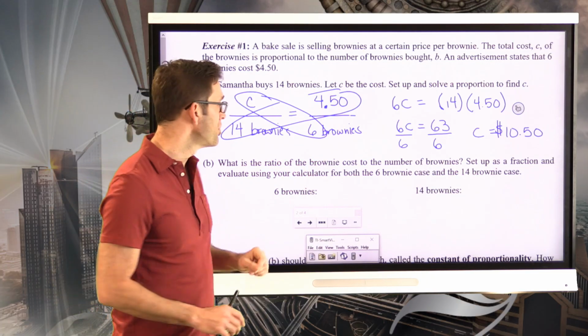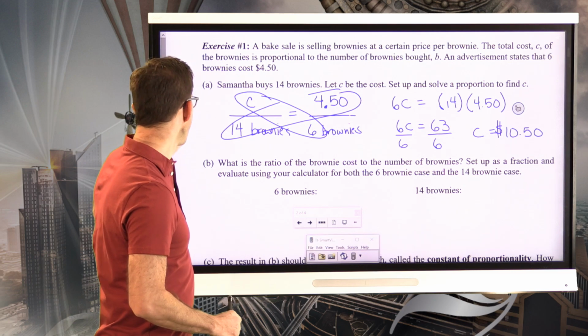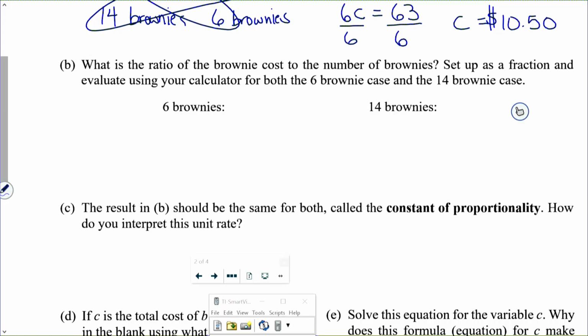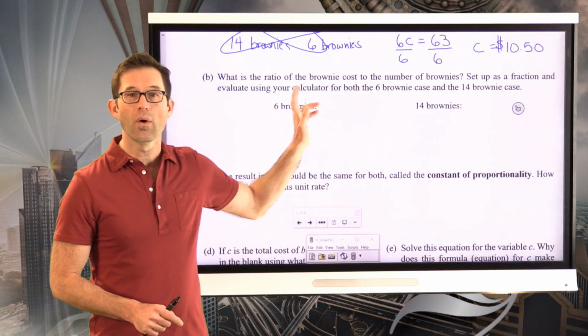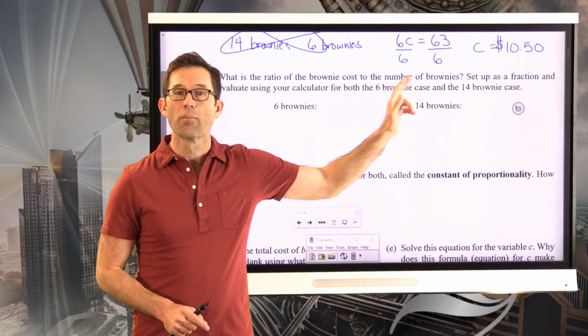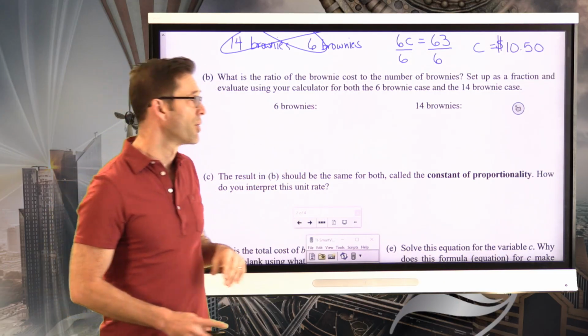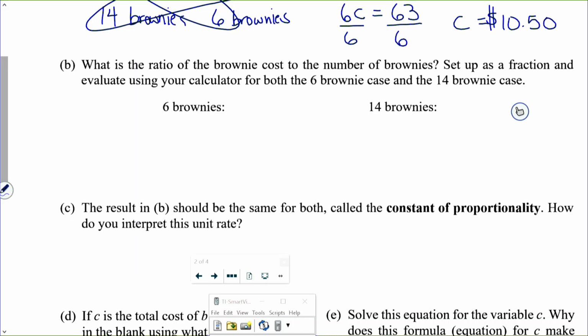Let's now take a look at letter B, where we're going to use our answer from letter A. What is the ratio of the brownie cost to the number of brownies? Set up as a fraction and evaluate using your calculator for both the 6 brownie case and the 14 brownie case. We want the ratio of the brownie cost to the number of brownies. So for 6 brownies, that's a cost of $4.50 per 6 brownies.